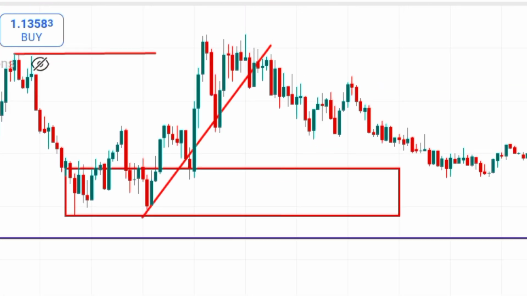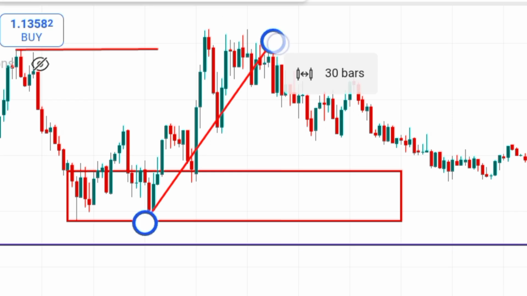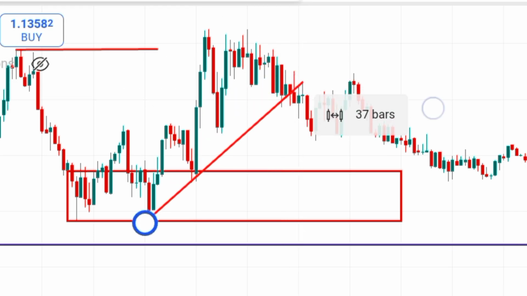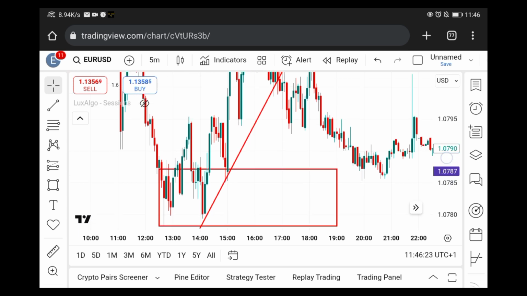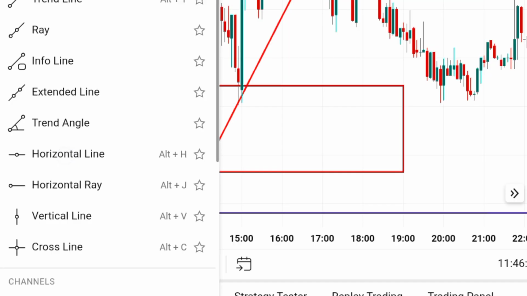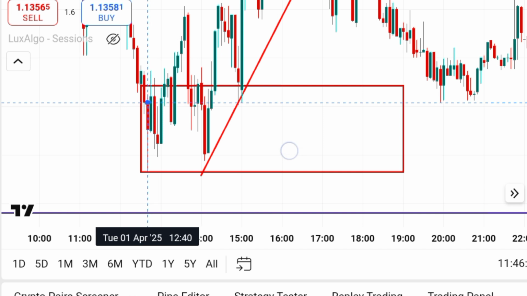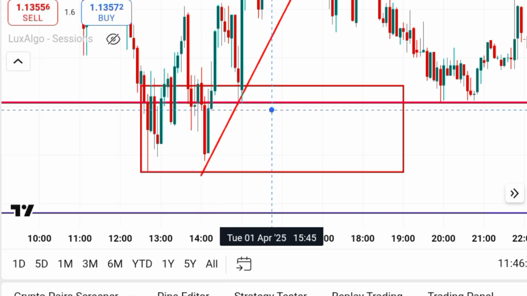So this M15 was able to break structure right here to the upside. So this is my M5. On my M5, I will only mark the last bearish candle that led to the break of structure to the upside, which happens to be this one. You see this leg here, you see this candle right here, and as well you see this small candle right here. So you can enter two positions.